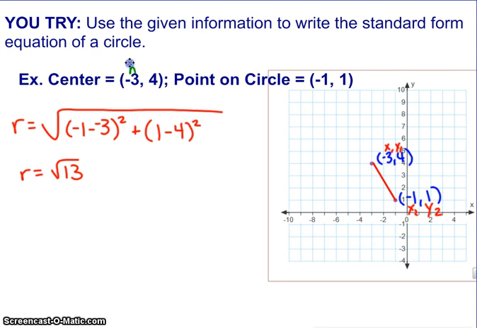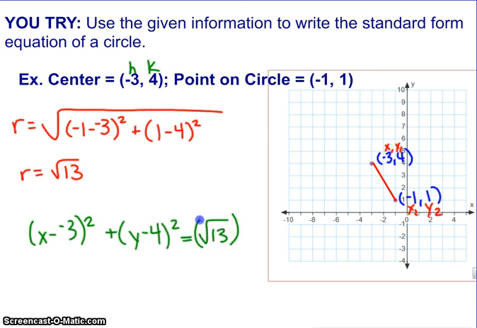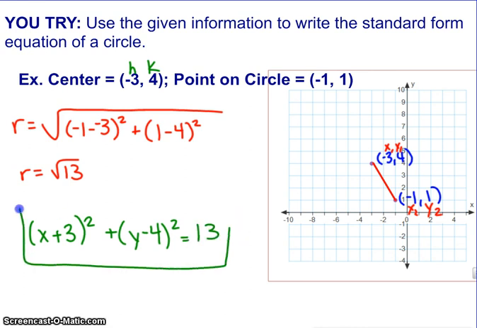So we have an h of -3 and a k of 4, so it's (x minus a -3) squared plus (y minus 4) squared equals the square root of 13, squared. So this really becomes an x plus 3, because it's a minus a negative. And the square of the square root of 13 leaves me with just 13. So the final answer is (x plus 3) squared plus (y minus 4) squared equals 13.